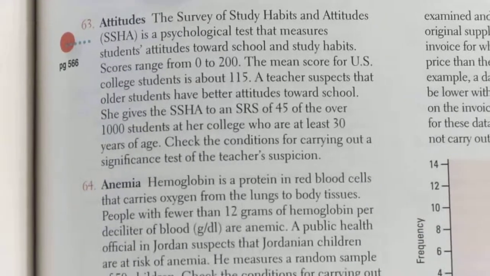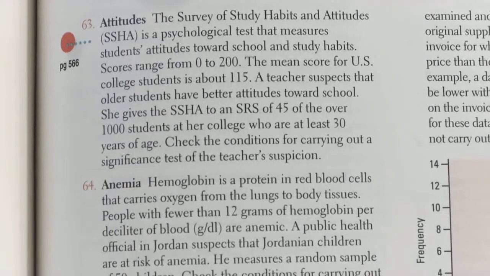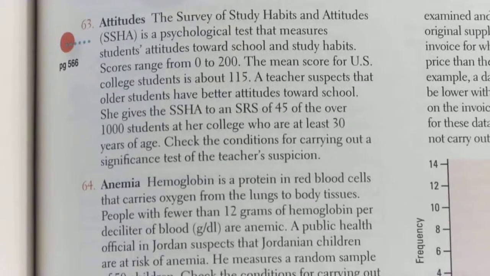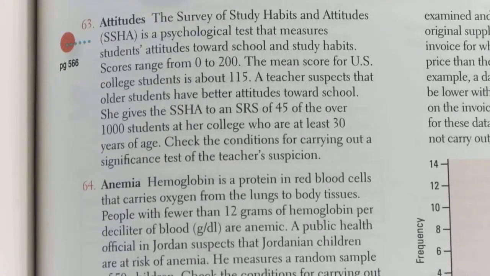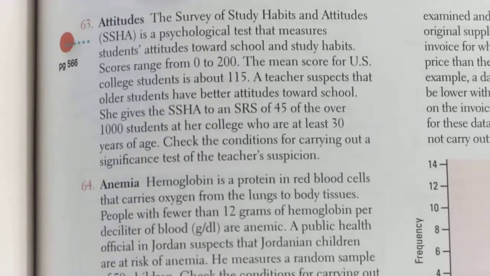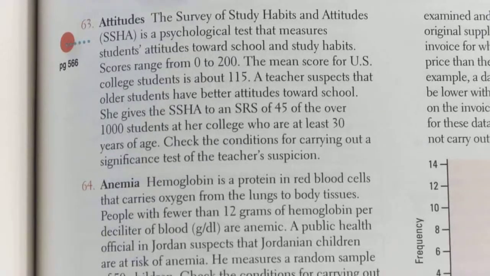So go ahead, Ronnie, can you read that for us loudly so that people can hear it? The Survey of Study Habits and Attitudes, the SSHA, is a psychological test that measures students' attitudes towards school and study habits. Scores range from 0 to 200. The mean score for U.S. college students is about 115. A teacher suspects that older students have better attitudes towards school. She gives the SSHA to a simple random sample of 45 of the over 1,000 students at her college who are at least 30 years of age. Check the conditions for carrying out a significance test of the teacher's suspicion.